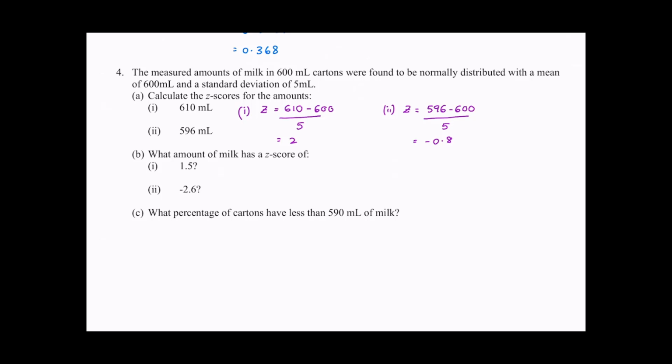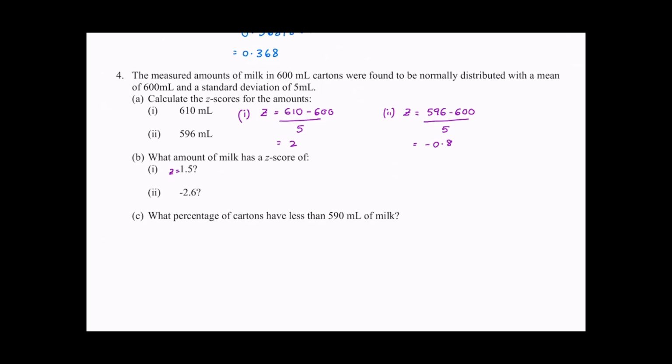So for doing part B, we're going to now work it backwards. I'm now told the z-score, and I'm going to work backwards. So I'm going to use my formula where I know my z-score. I'm trying to find out what my score was, or how much milk there is, minus my average divided by my standard deviation, which in this case is 5. So working this out, I get 7.5 equals x minus 600. And solving this equation, I get x is equal to 607.5 milliliters. And that was for the first one.